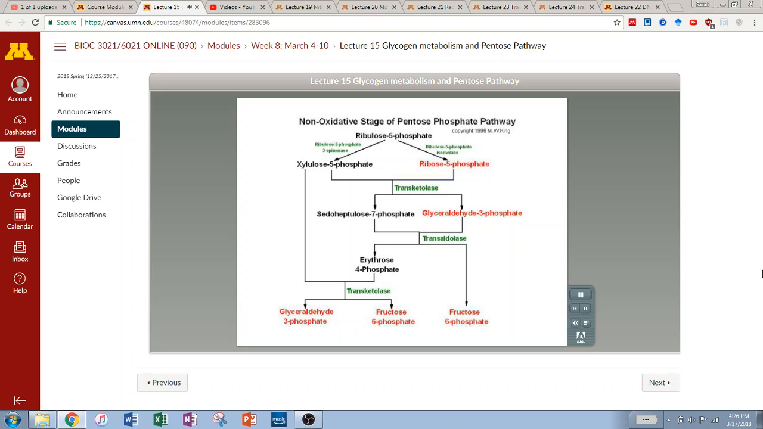Take one last look at the non-oxidative stage of the pentose pathway. Try to identify where and how the 3 5-carbon compounds enter into the pathway. Then identify the 3-carbon product and the two 6-carbon products.